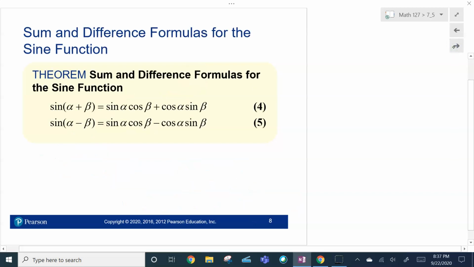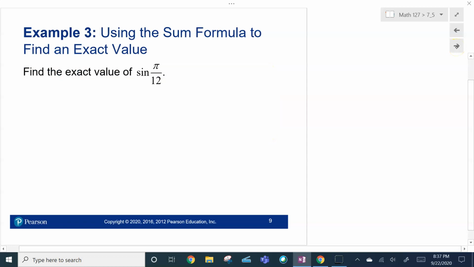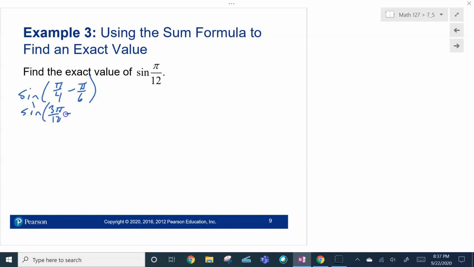Alright, here are the ones for the sine. So let's do it for sine pi 12. So I know that 3 pi 12, which is pi 4, minus pi 6, in other words, 3 pi 12 minus 2 pi 12, that's the pi 12s, right? But I'm going to think about it as pi 4 minus pi 6. So I'm going to use sine of, or you know what, let me write it right here.